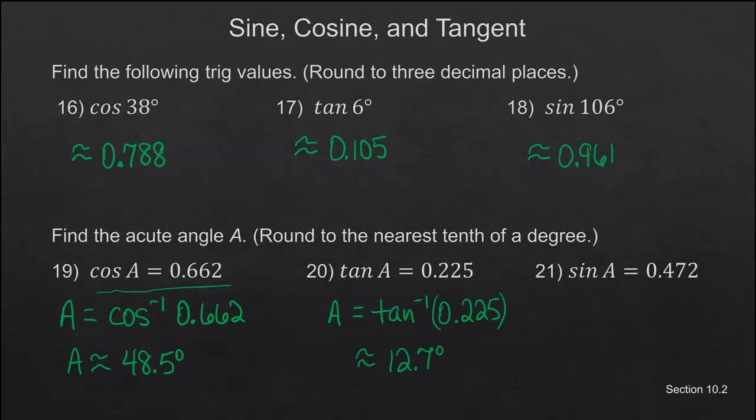Here's our last one. We're going to find angle A. So inverse sine. That's how you get that -1, second sine. That's the inverse. And then 0.472. This angle measure is about 28.2 degrees.